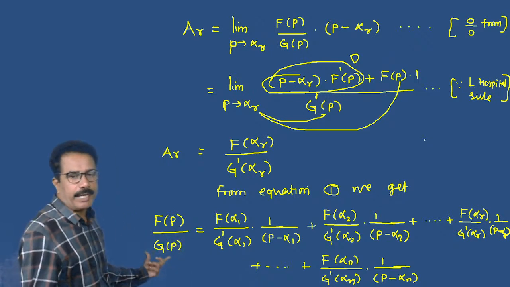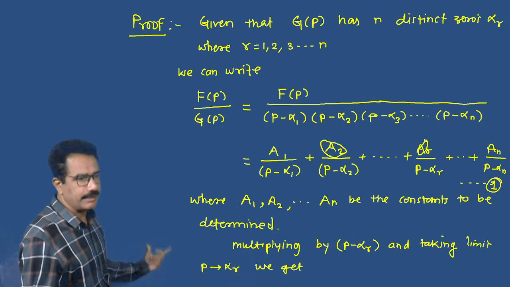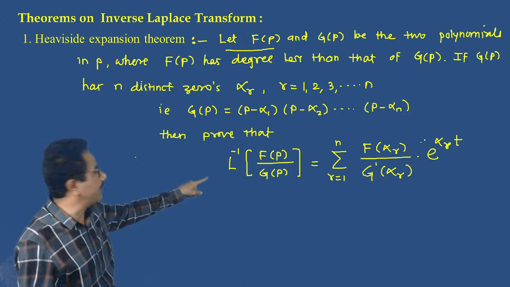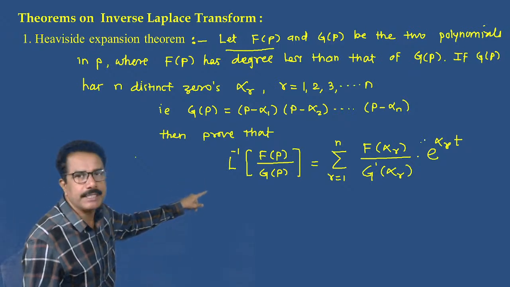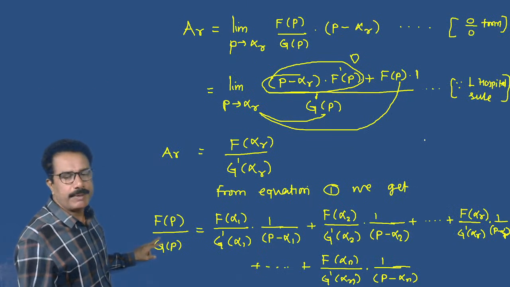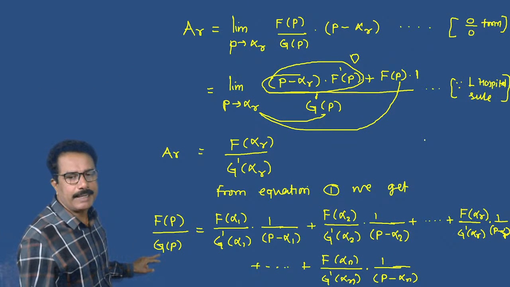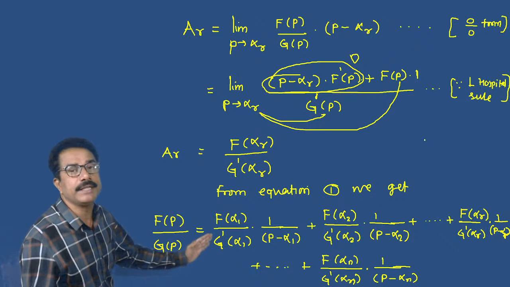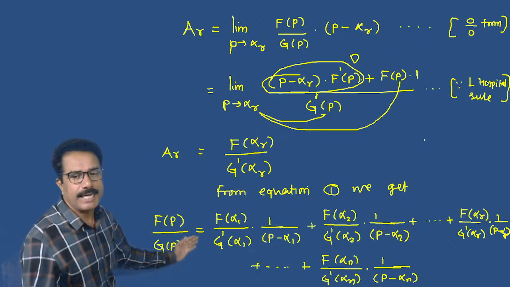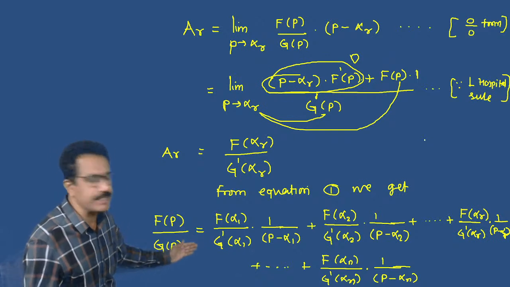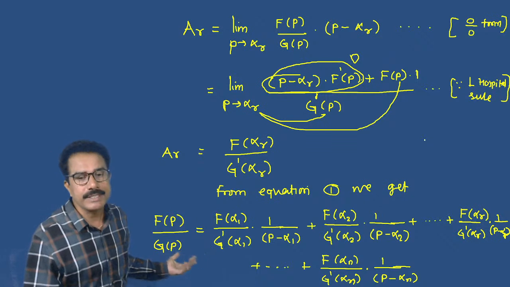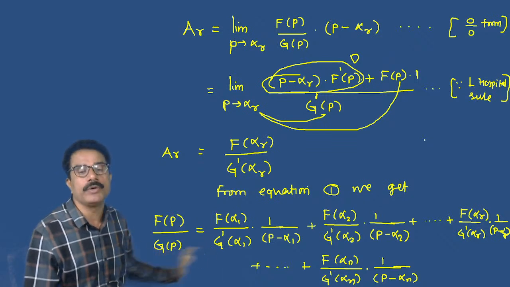Actually we have to calculate L inverse of capital F of P divided by capital G of P. So this is the expansion, capital F of P divided by capital G of P we can write in the summation form, or we can say the partial fraction form. This is the partial fraction. Now we have to take the inverse Laplace transform of this on both sides.